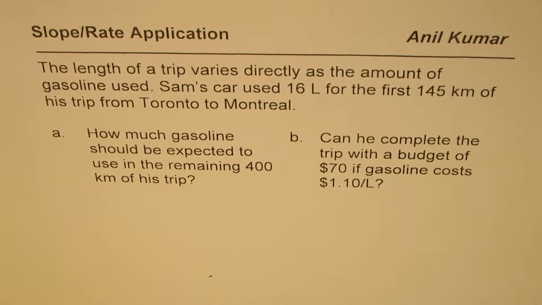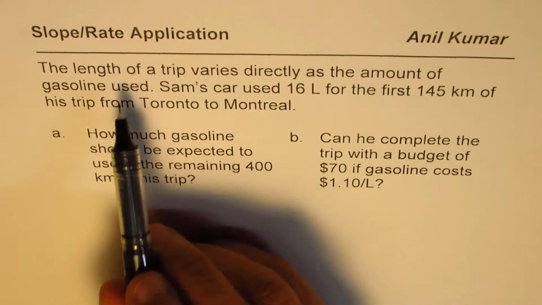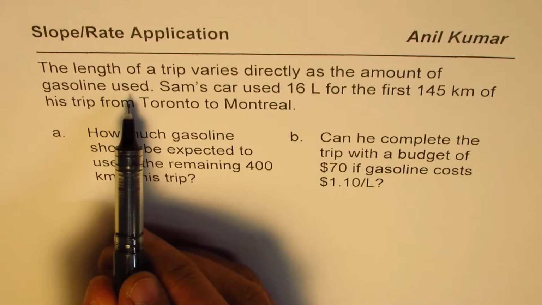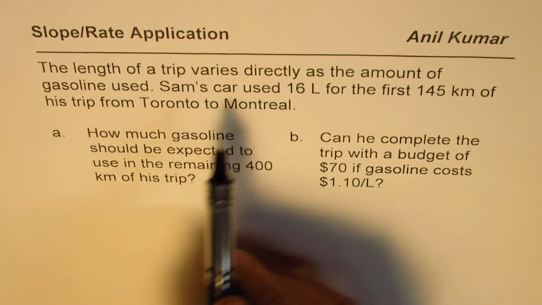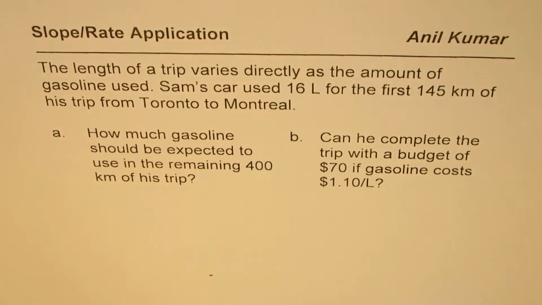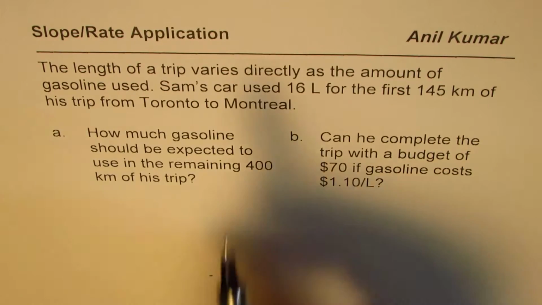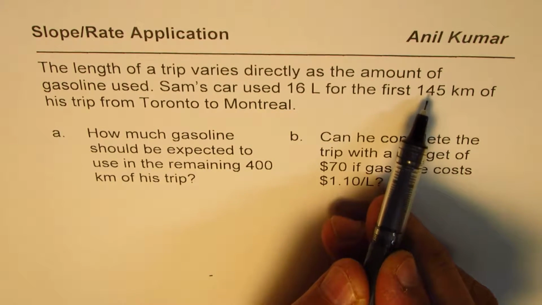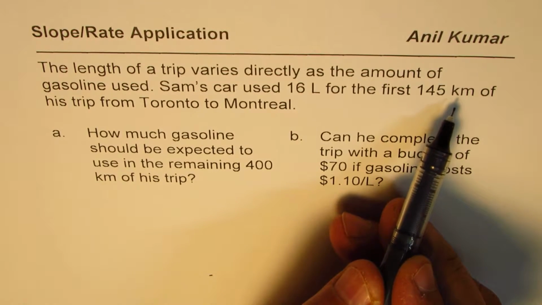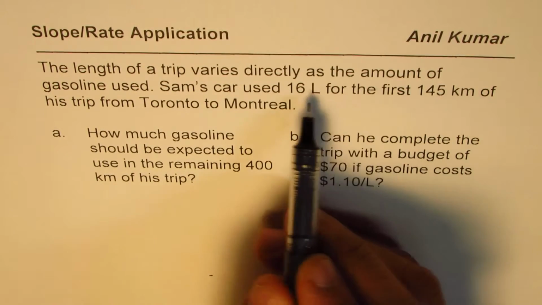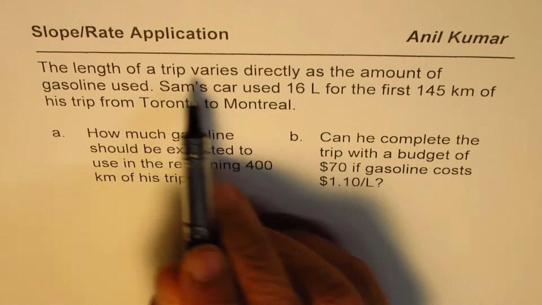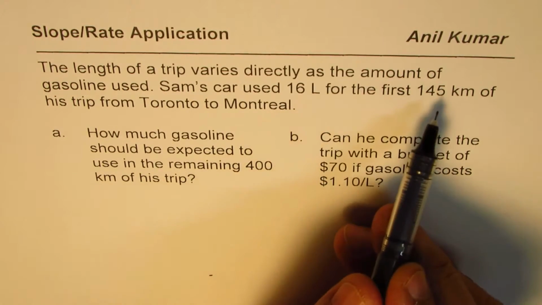Let's go through this question once again. It says that the length of the trip varies directly as the amount of gasoline, right? So the more you drive, the more gasoline will be consumed. That's what I'm trying to say. Sam's car used 16 liters for the first 145 kilometers, right? So from this statement, we can find the slope or the rate at which gasoline is being used, right?